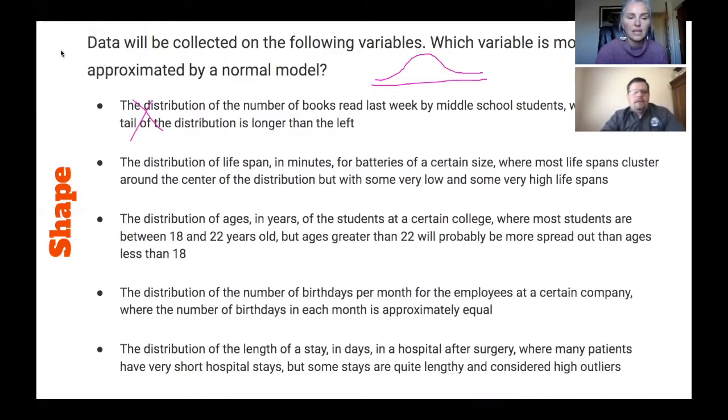Second one says the distribution of lifespan in minutes for batteries of a certain size, where most lifespans cluster around the center of the distribution, but with some very low and some very high lifespans. I'm cool with that. Yeah, I'm kind of cool with that one. We like the cluster in the center, with some on either side. Some low and some high. It doesn't tell me how they're balanced, but I'm more happy with that one than the first one.